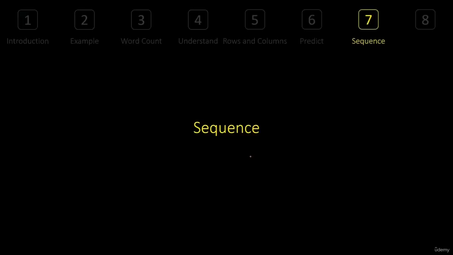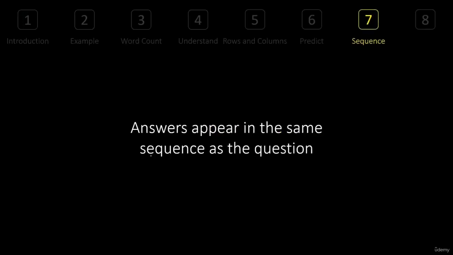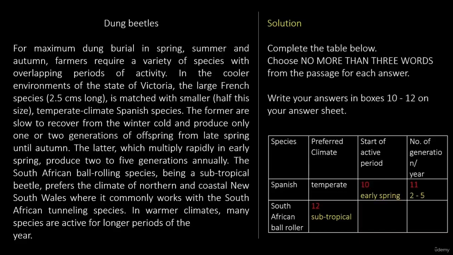Sequence is always maintained. What is the meaning of that? The answers appear in the same sequence as the questions. Okay, let me show you what I mean by that. So we have here early spring. And let me explain where we found the answer. It was a little bit tricky one. Spanish was mentioned together with French. In the cooler environments of the state of Virginia, I'm reading from here by the way, the large French species is matched with smaller temperate climate Spanish species. So this word comes into the picture and they have mentioned temperate. That means we are on the right track.